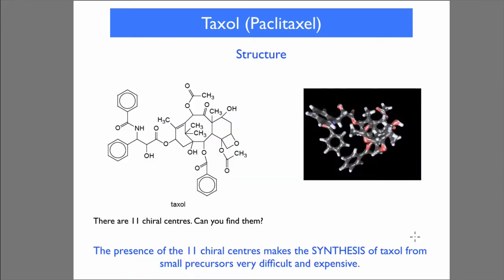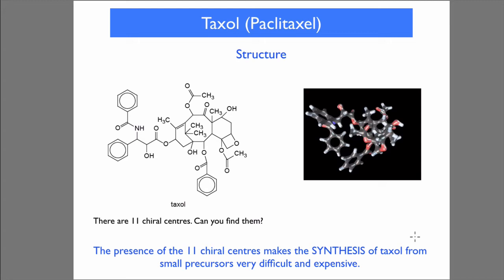That's the structure there. As you can see, it's quite large, and there are absolutely loads of chiral centres. Press pause and see if you can find how many there are. Oh, it says just underneath. There are 11 chiral centres. That makes the synthesis of Taxol from small precursors very difficult and expensive.